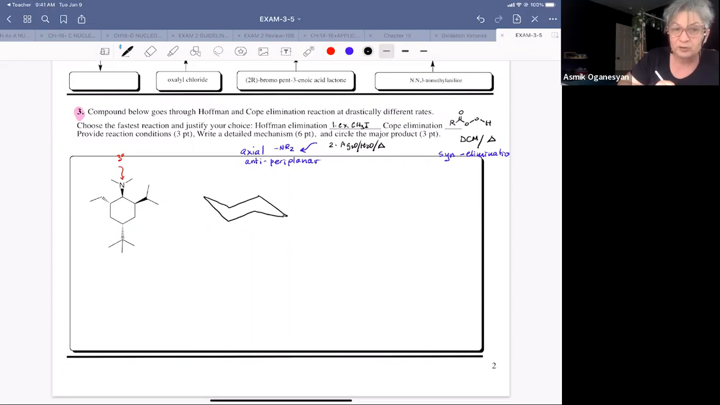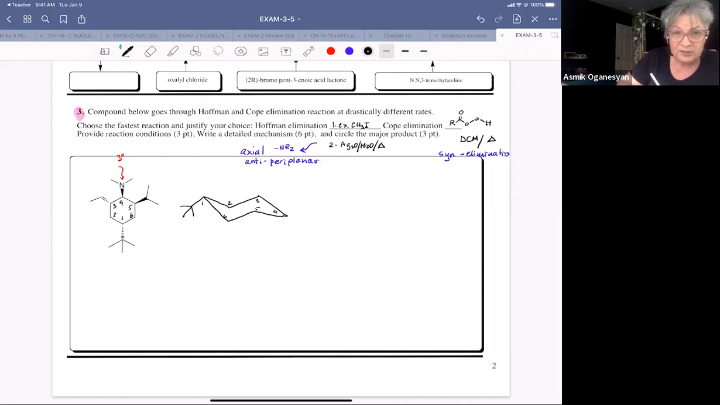Because it will be easier to present that equatorial T-butyl group. I could choose any carbon that is pointing up, so I'm going to choose this carbon. And 1, 2, 3, 4, 5, and 6, going counterclockwise. Clockwise, 1, 2, 3, 4, 5, and 6. Let's put the substituents on.